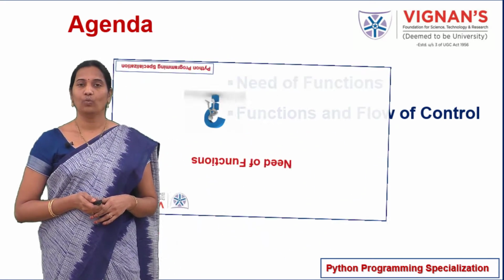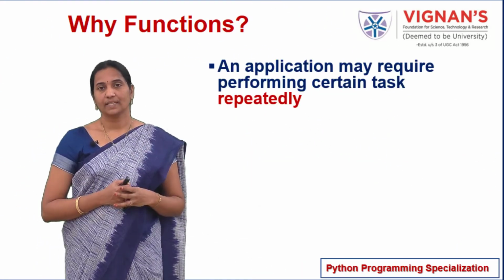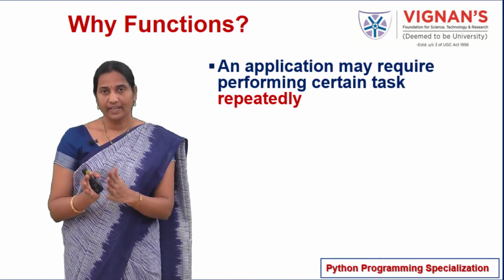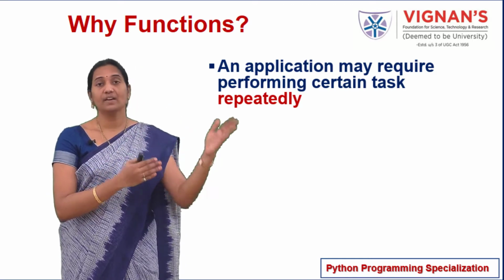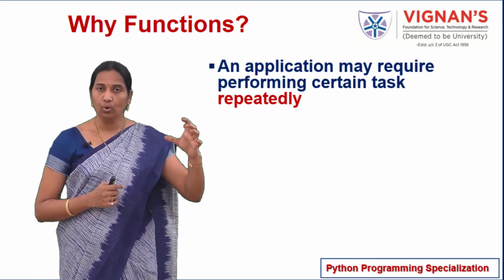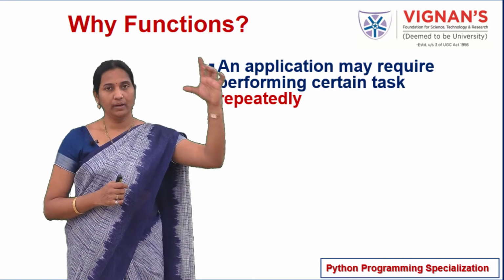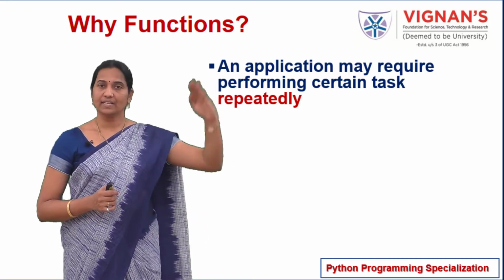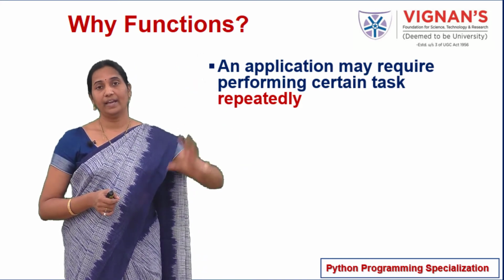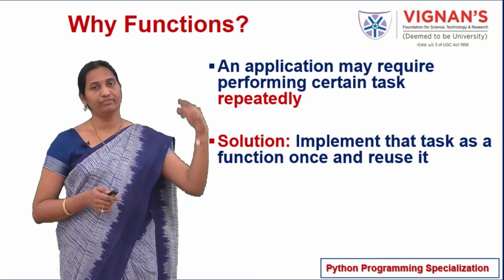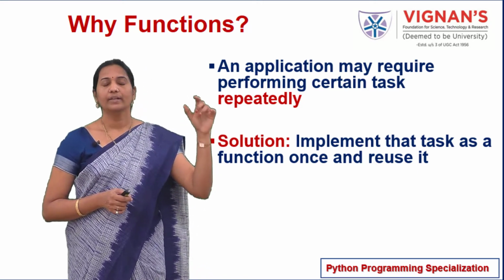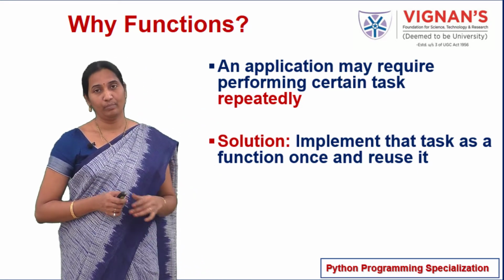So let's try to understand what is the need of functions in a programming language. Consider an application which requires certain tasks to be repeated again and again. Like the same task I am going to implement multiple times as part of the application. In that case, I need to have the code for the same task at place 1, at place 2, at place n. Because the task is repeated n number of times, I need to have the same code snippet at n number of places. Instead of repeating the same code n number of times, what I can do is implement that code as a function and use that same function again and again n number of times.